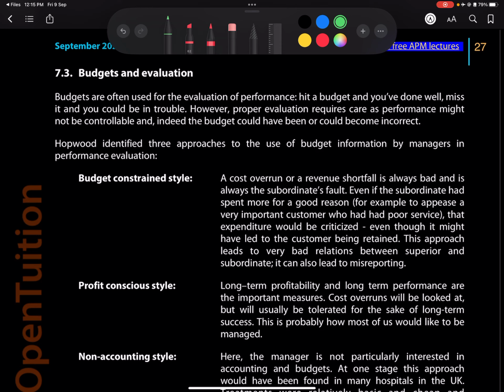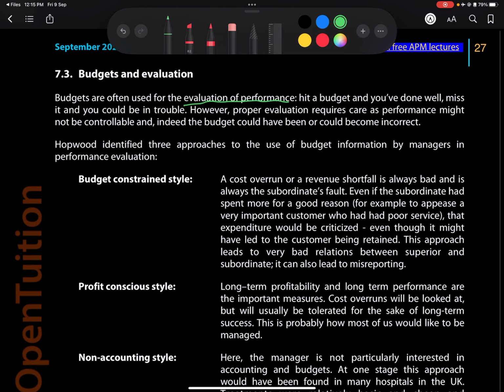Okay, so basically budgets are used for evaluations, right? So analyzing whether they have met the variance or not. So how much is the variance, right? So actual versus budget, right? And if you hit a budget, you've done well, and if you miss it, then you are in trouble, right? So it's seen like that.